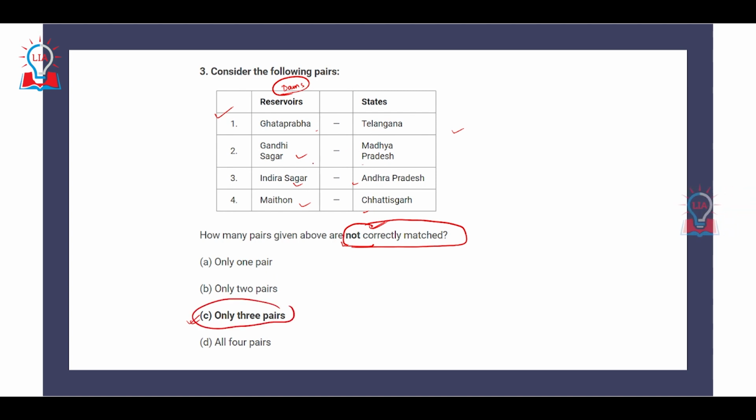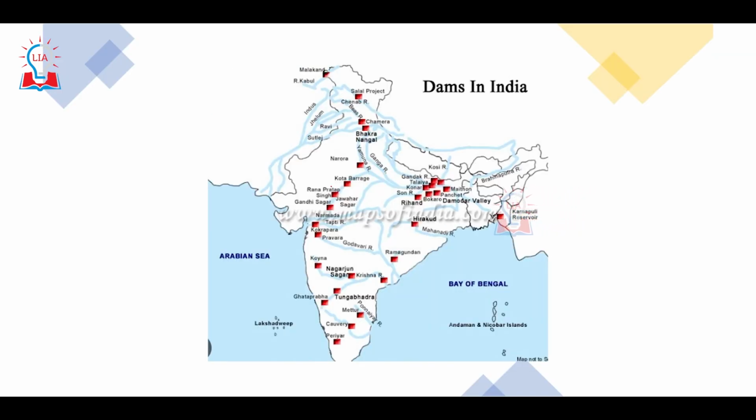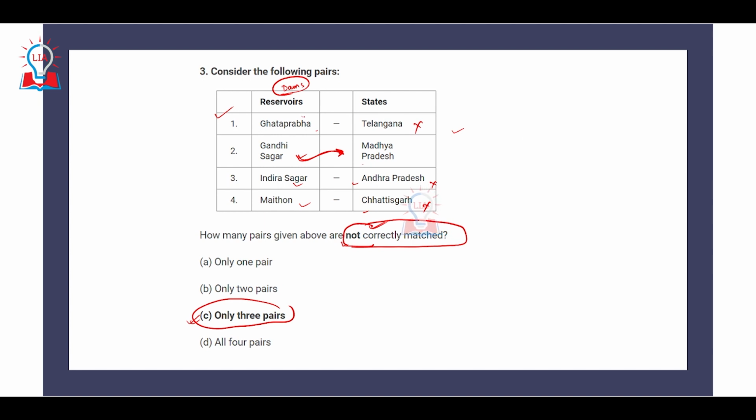The Gandhi Sagar that is in Madhya Pradesh is the only correct pair that has been matched. Apart from that, these 3 pairs are incorrectly matched. So if you take a look at all these dams, the first dam is Ghat Prabha. Ghat Prabha, as you can see, is located in the state of Karnataka over the river Ghat Prabha, which is a very important tributary of river Krishna.